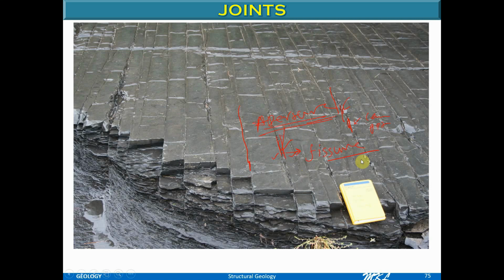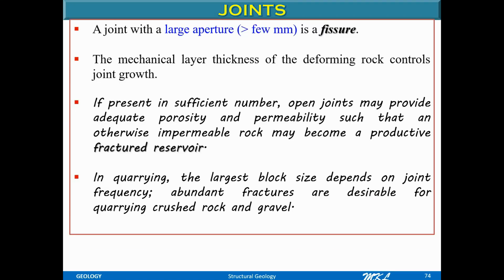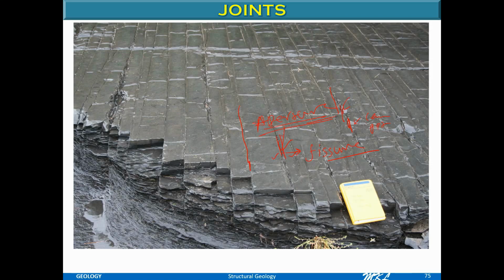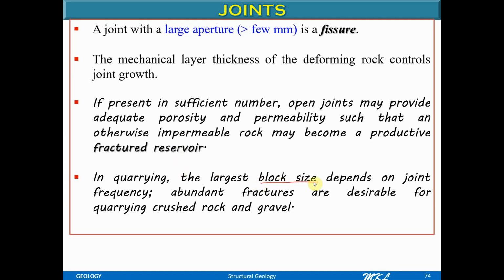The mechanical layer thickness of the deforming rock controls the joint growth. In quarrying, the large block size depends on the joint frequency. Abundant fractures are desirable for quarrying crushed rock and gravels. This is for the mining students.